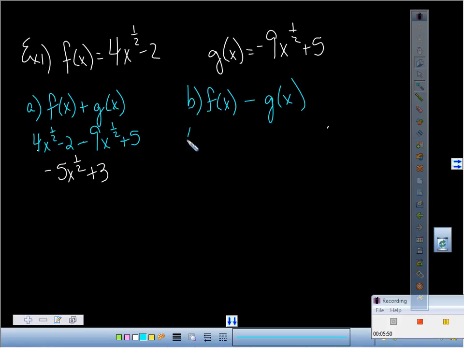Okay? So f of x is 4x to the 1/2 minus 2 minus, open parentheses, negative 9x to the 1/2 plus 5. Now, what is that minus sign in front of those parentheses going to do? Yeah, it's going to change the sign of everything, not just the first term. Y'all, that's the most commonly made mistake. Okay, if you were taking an SAT test, would that be one of the answers where they just changed the sign of the first?